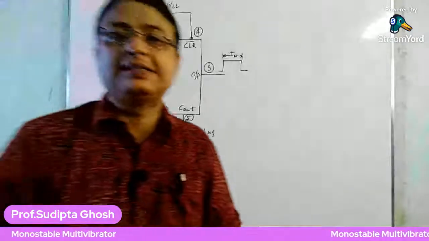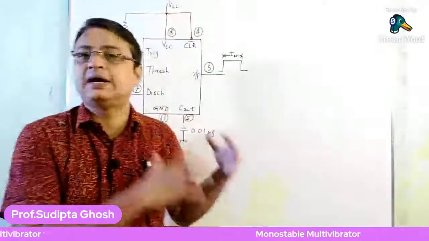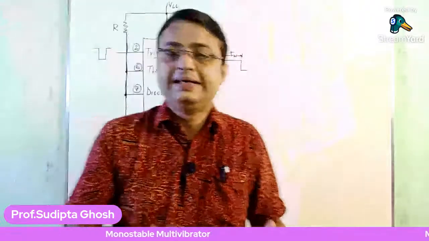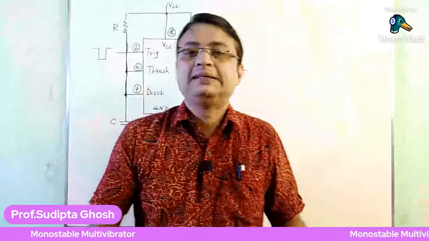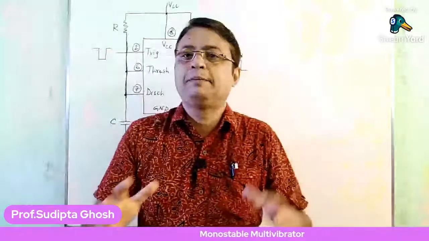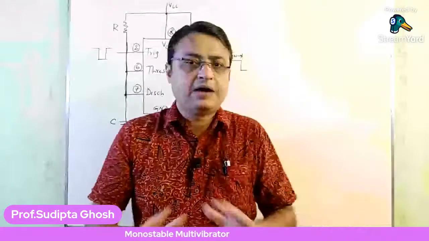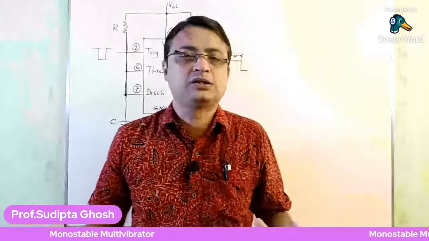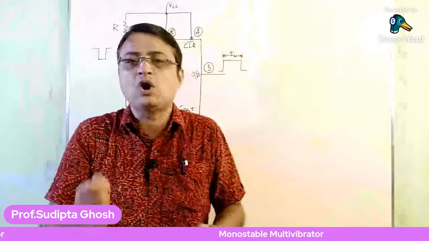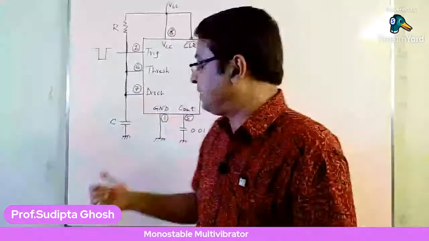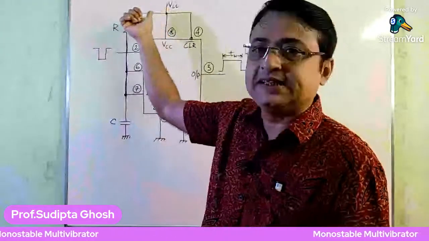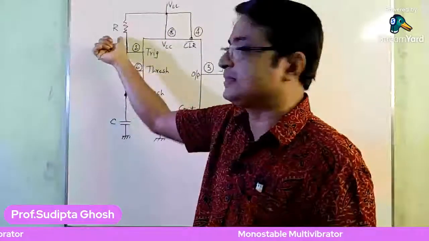So what we are discussing is the stable state of the monostable multivibrator, and here we consider that we have not applied the trigger input right now. We have not applied the trigger input whatsoever and just switch on the circuit. When we switch on the circuit, this capacitor goes to charge to the value of VCC via this resistor R.